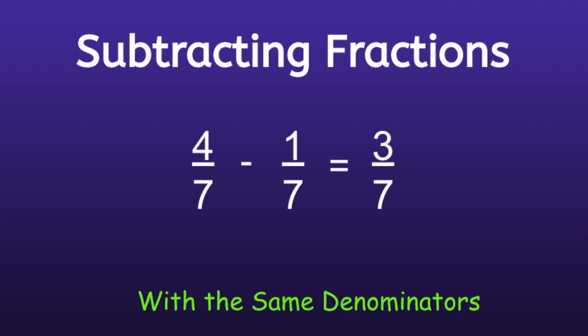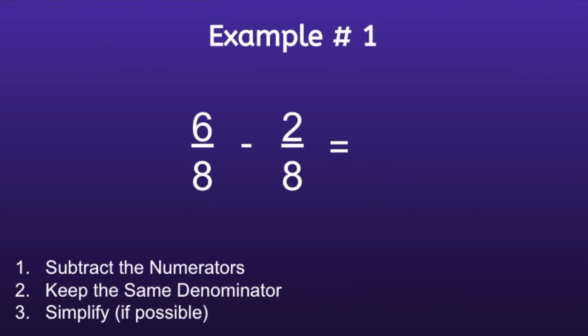Subtracting fractions with the same denominator. Example 1. 6/8 minus 2/8. Step 1. Subtract the numerators. 6 minus 2 is equal to 4. Step 2. Keep the same denominator. We keep the same denominator of 8 because both of our fractions have the denominator of 8.